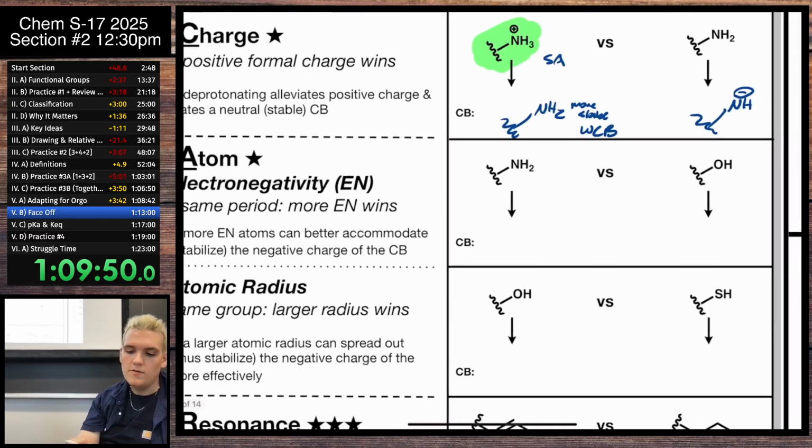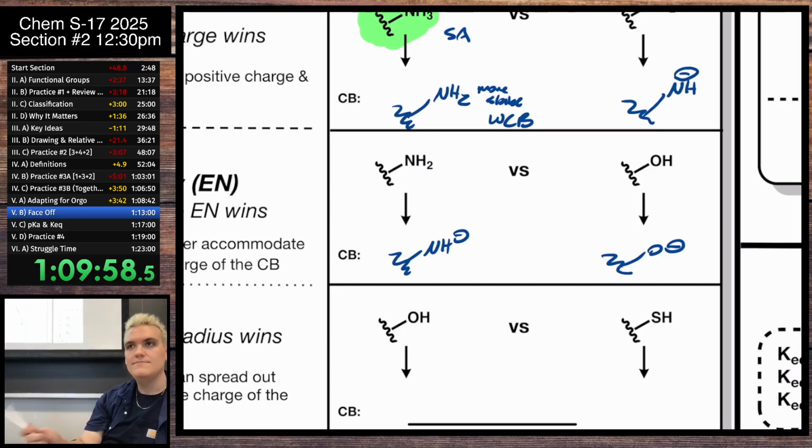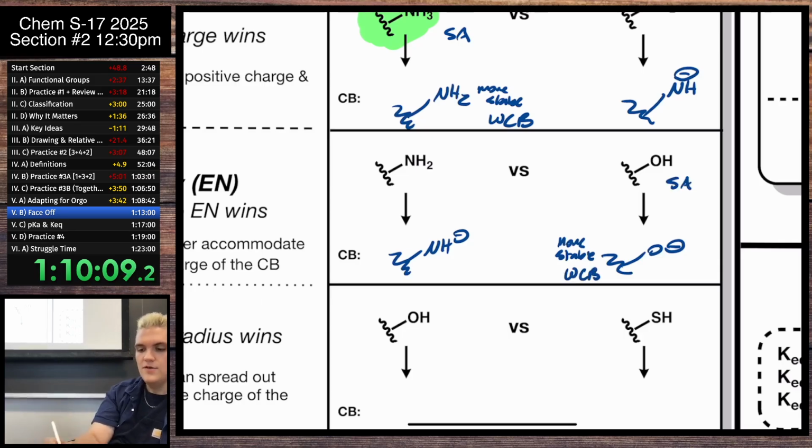Same thing for this one. We have NH minus, and then we have O minus. Which one's more stable, a negative on O or N? O, because it's more electronegative. So more stable. This is our weaker conjugate base, so this is our stronger acid. So an OH is more acidic than NH2.